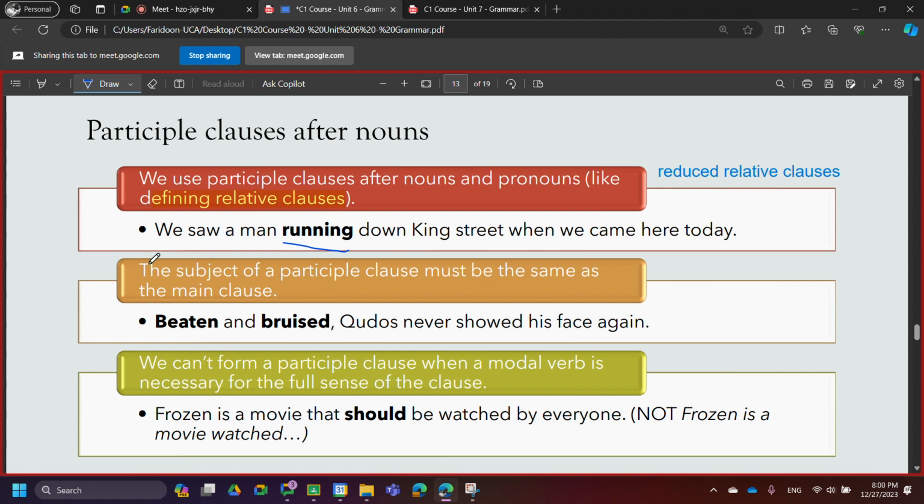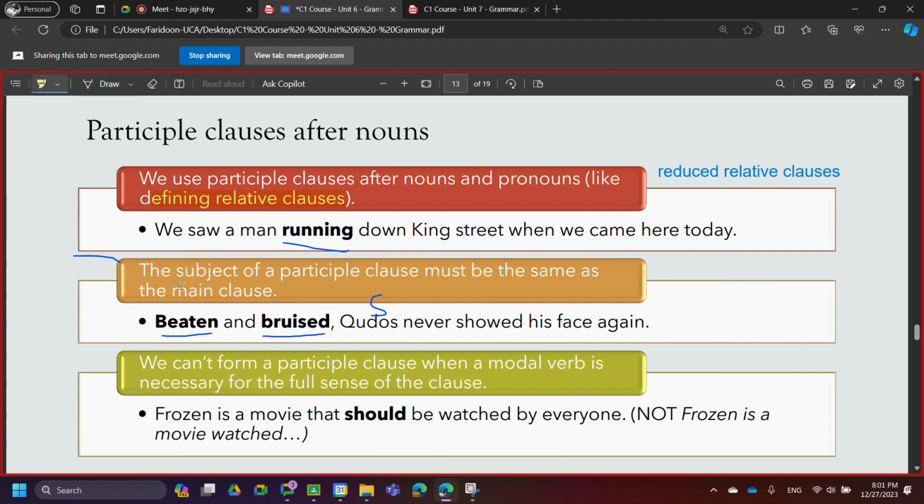Continuing: the subject of a participle clause must be the same as the main clause. For example, "Beaten and bruised, Qudus never showed his face again." Now, we have a past participle in here and another one here. Who are these two words describing? If we check our rule, the subject of the participle clause must be the same as the subject in the main clause. Our subject in the main clause is Qudus. So it means Qudus was beaten, Qudus was bruised. This is just a different way of saying the same thing.